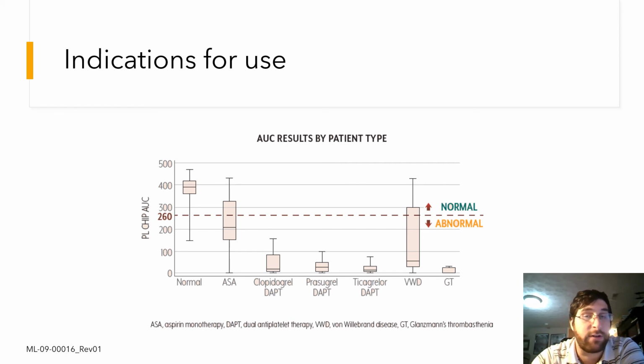The TTAS 01 with PL chip is FDA cleared for the analysis and evaluation of platelet thrombus formation, primary hemostatic function, in patients receiving antiplatelet therapy, such as aspirin, clopidogrel, prasugrel, or ticagrelor, and in patients with congenital platelet dysfunction, such as von Willebrand's disease or Glanzmann's thrombasthenia.